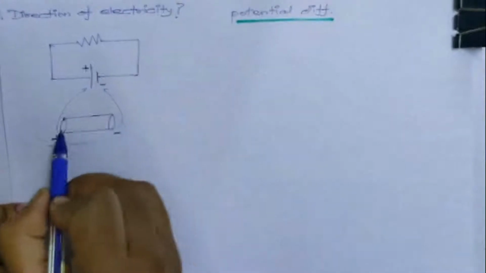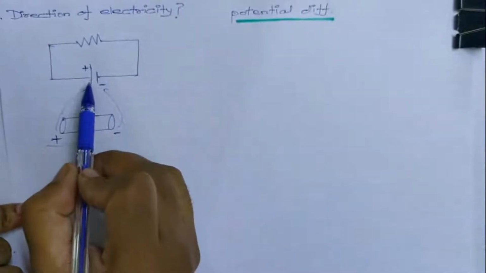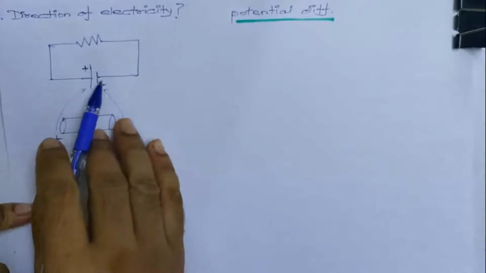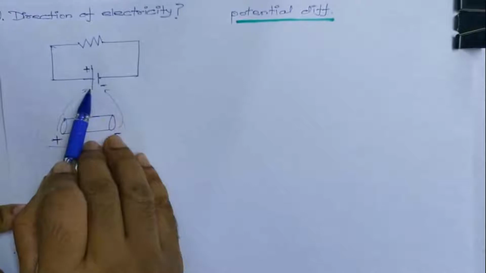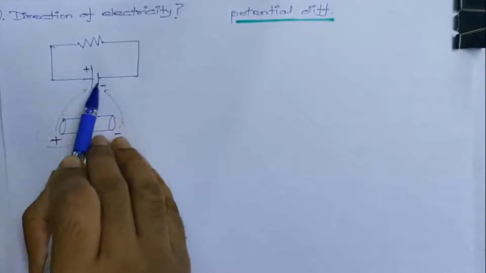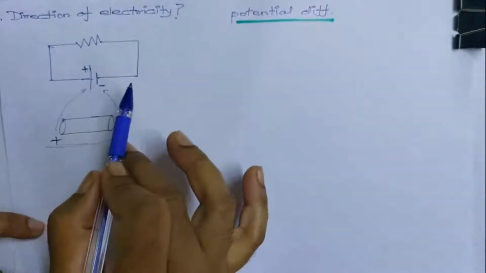So going forward we will represent the battery using this way. You can say as simple as that. The bigger line shows the positive terminal and the smaller line shows the negative terminal. It is as simple as that.